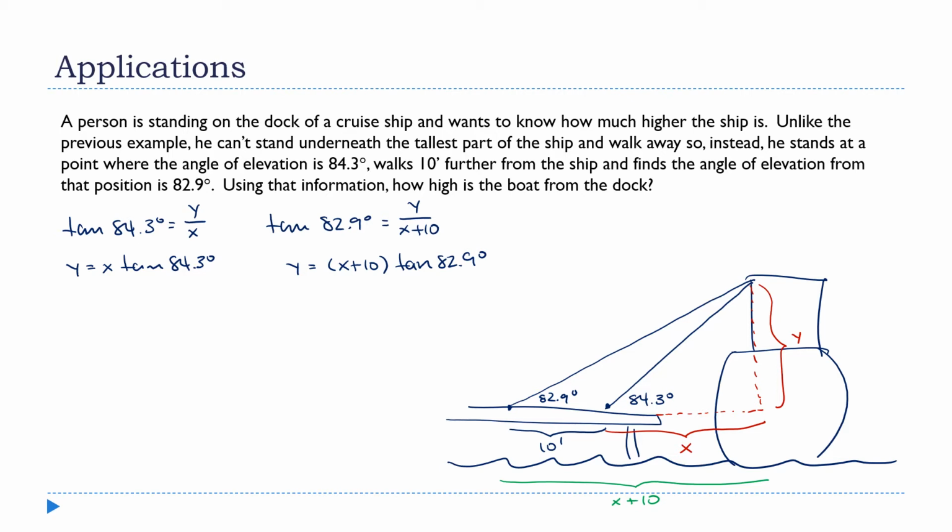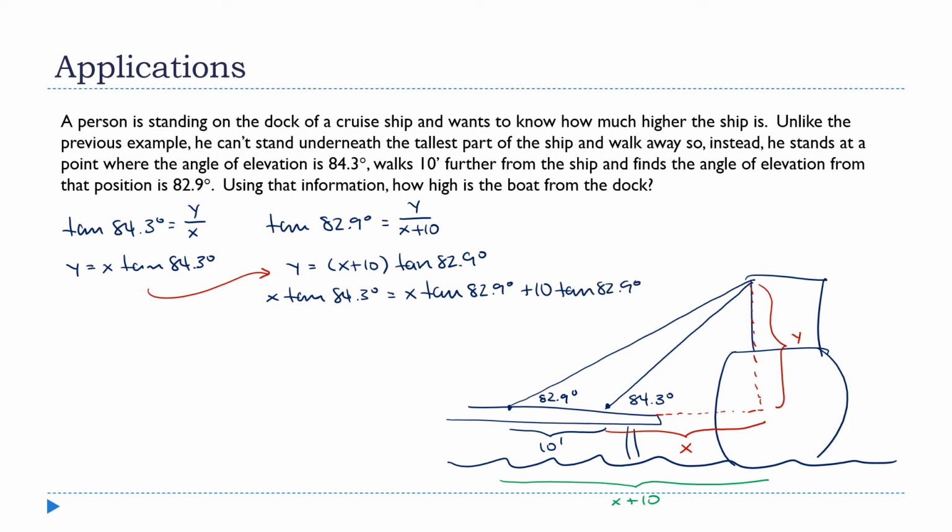Now I have a system of equations: two equations, two variables. I'm going to use the substitution method. I'm going to take this x tangent 84.3 and substitute it into the other equation for y. This becomes x tangent 84.3 equals the other side. I need to solve this equation now, so I'm going to distribute that tangent into the parentheses. This becomes x tangent 82.9 plus 10 tangent 82.9.